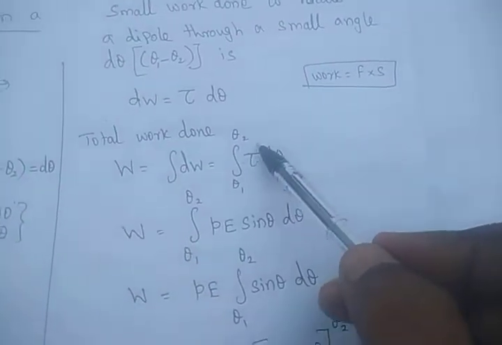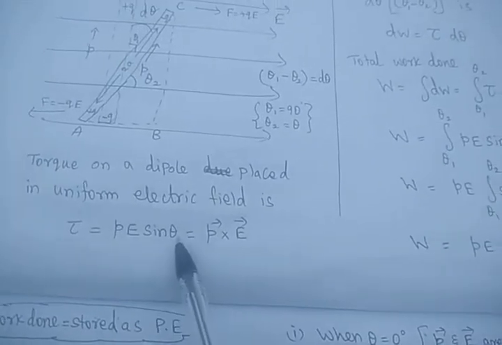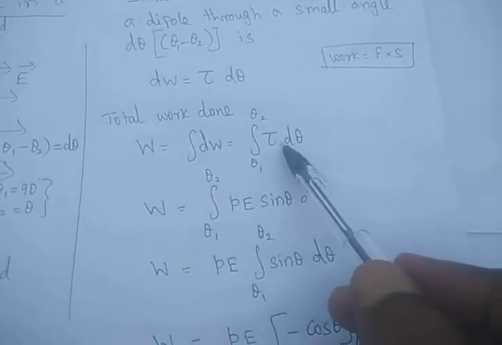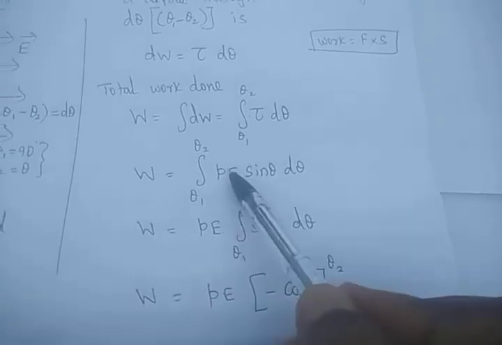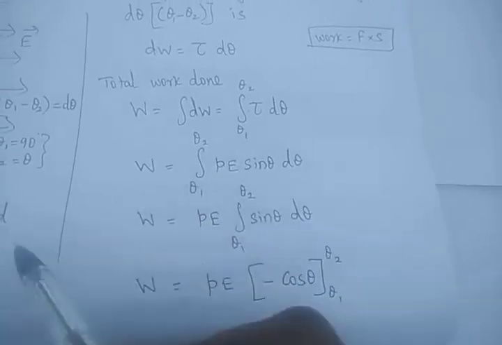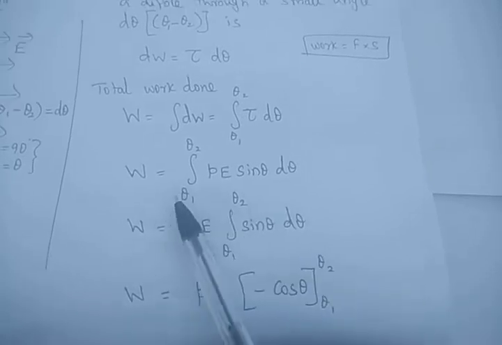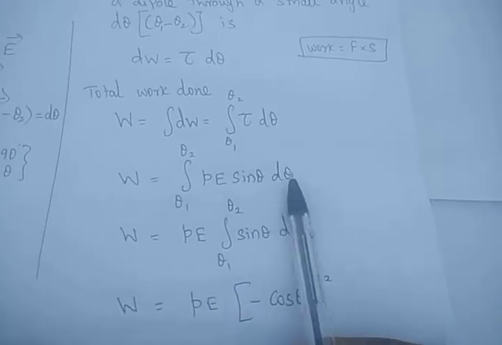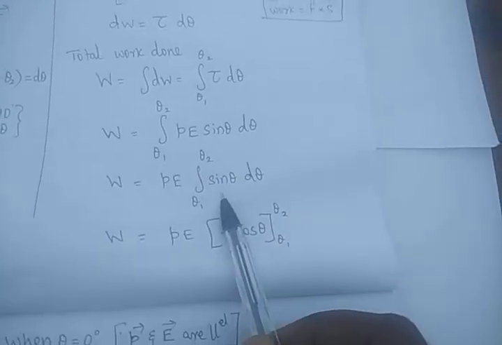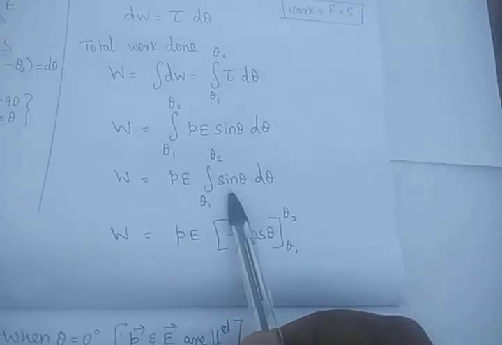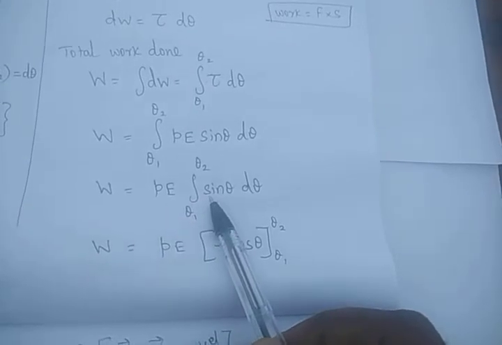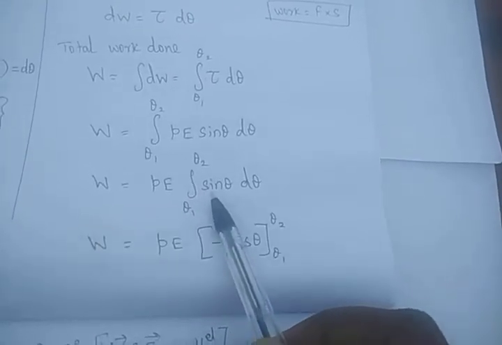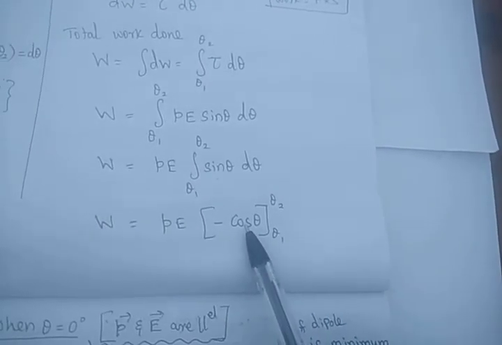In the place of tau we substitute pE sin theta, so dW is equal to pE sin theta d theta. The dipole moment p and the electric field E are constants, so they are taken outside the integral, because we are integrating with respect to theta. Theta alone stays inside the integration symbol. So we have the integral from theta 1 to theta 2 of sin theta d theta. What is the integration of sin theta? Yes, the integration of sin theta is minus cos theta.